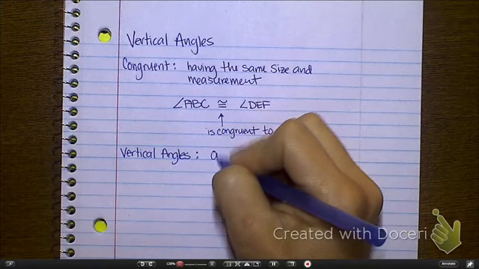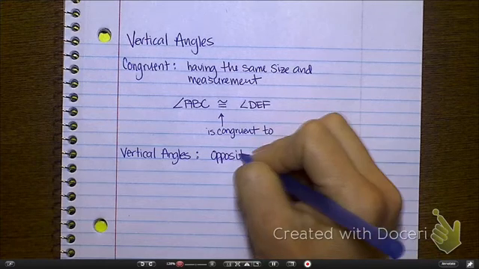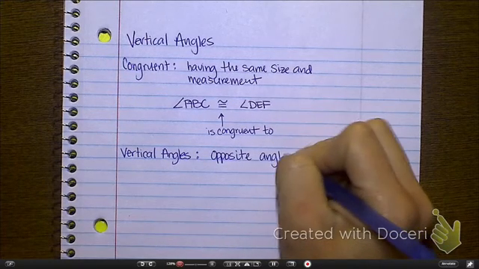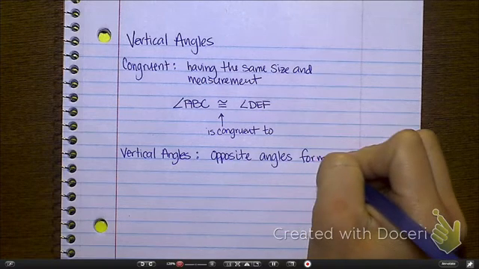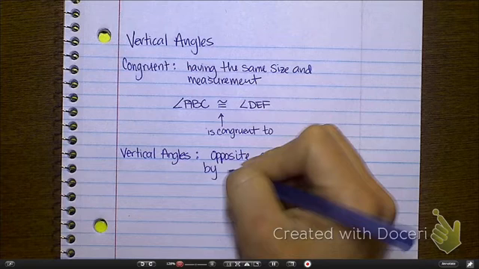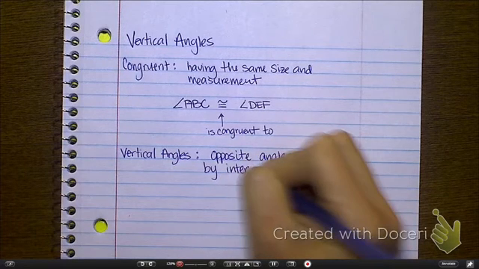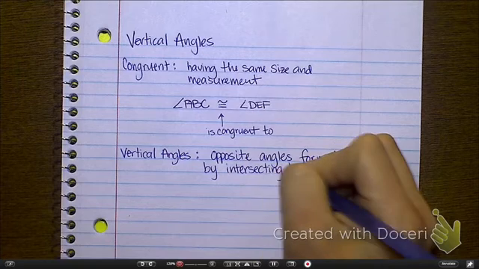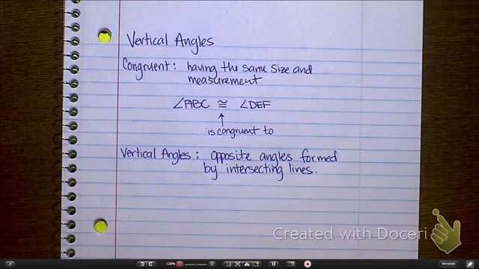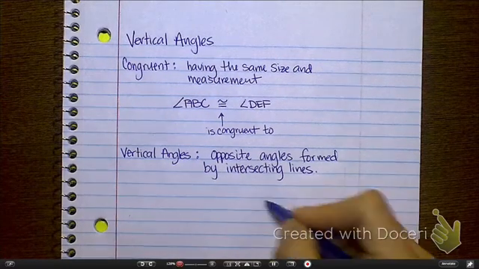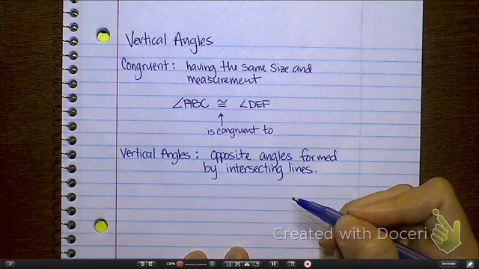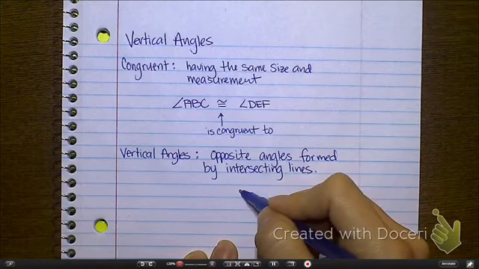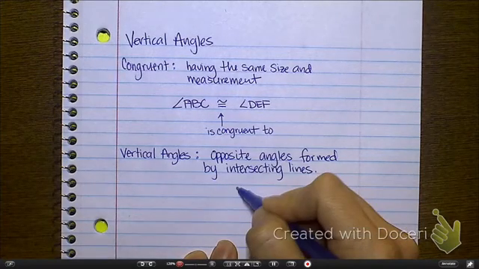Vertical angles are opposite angles formed by intersecting lines. So they're opposite angles formed by intersecting lines. Let's draw a picture of this. So, draw intersecting lines. What does intersecting mean? Crossing, right? Okay, so let's draw a set of lines that's crossing.